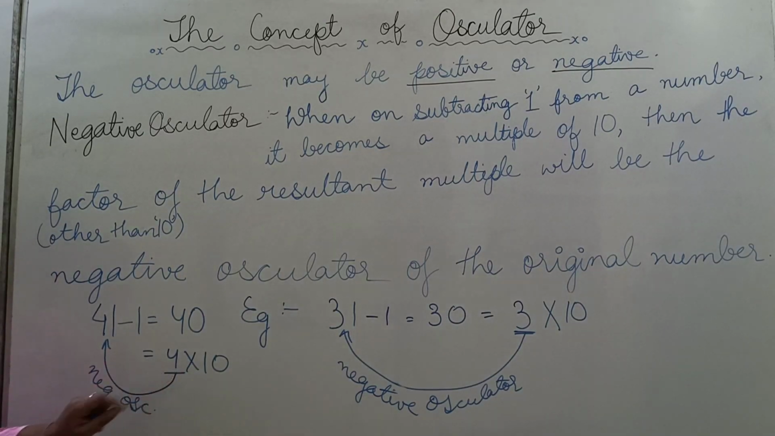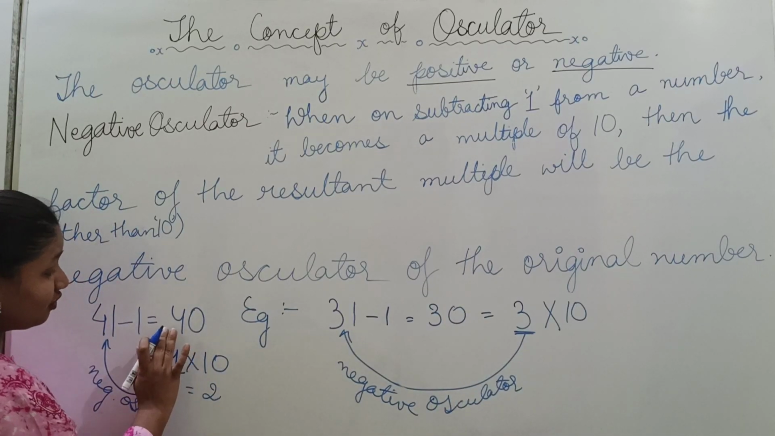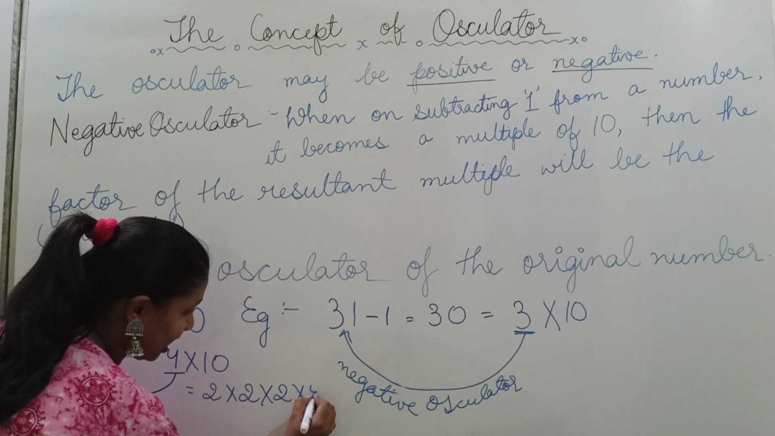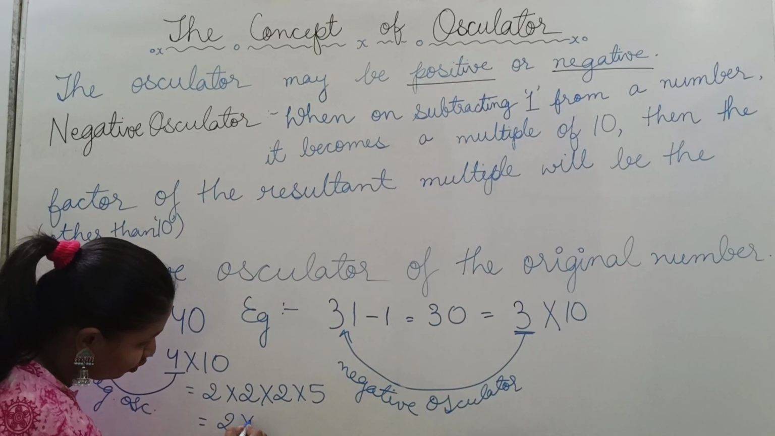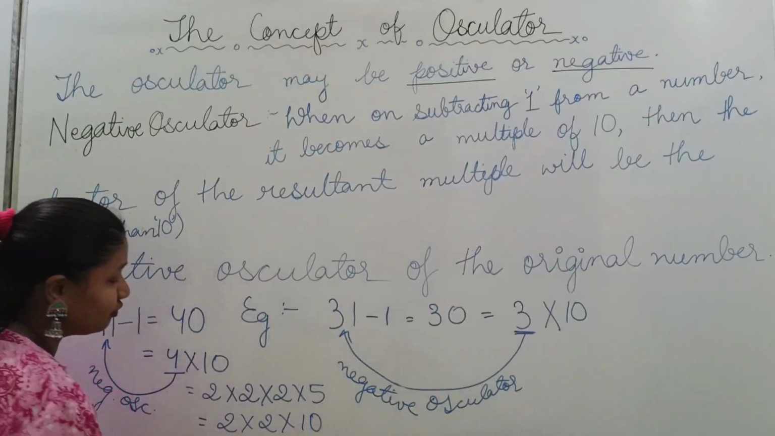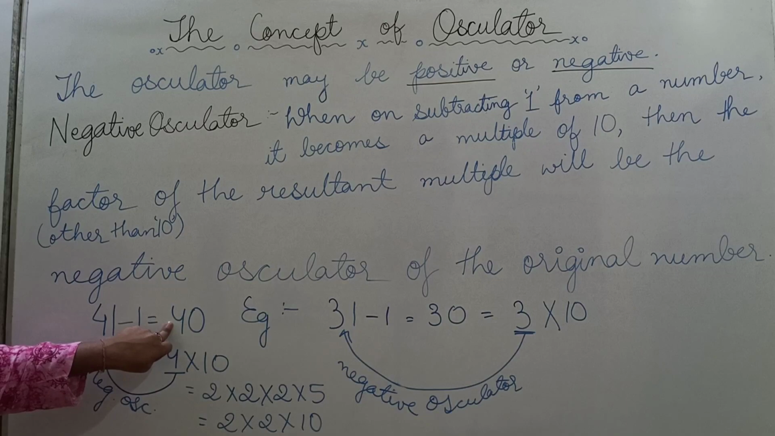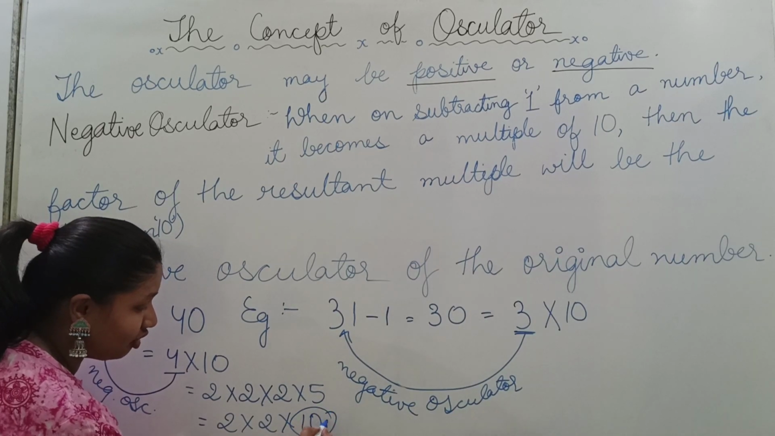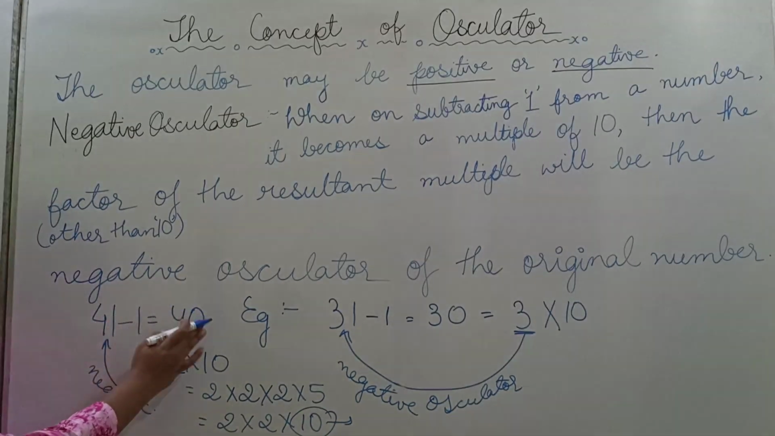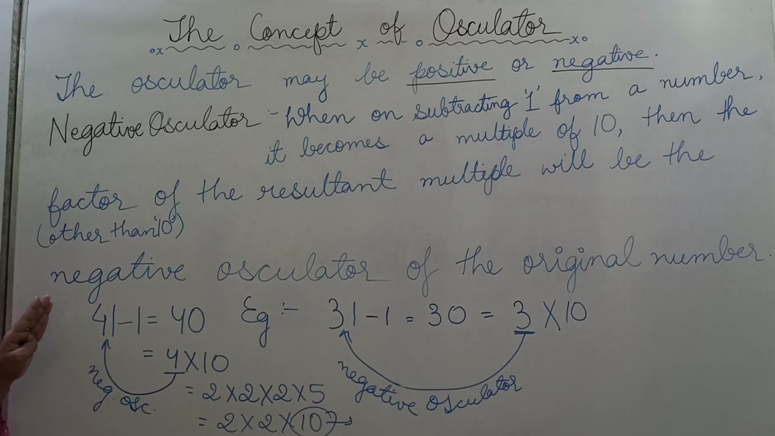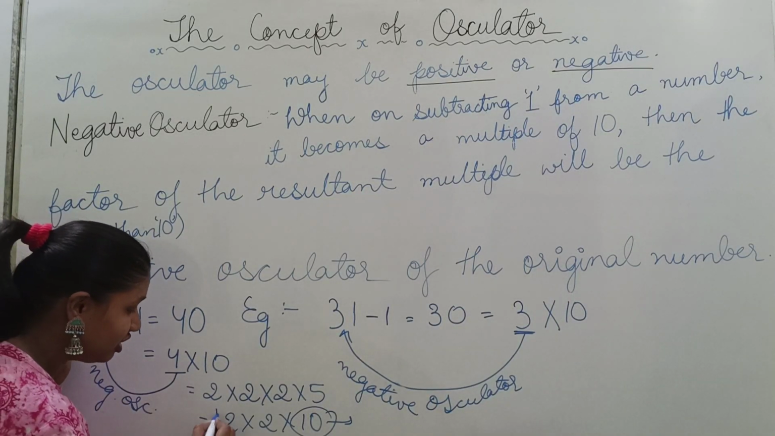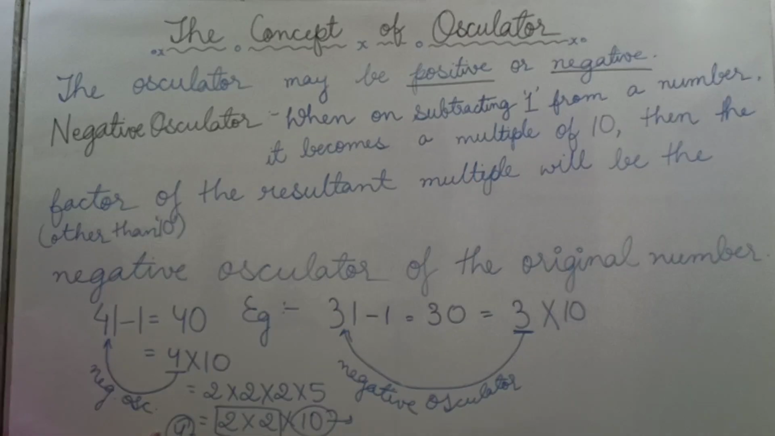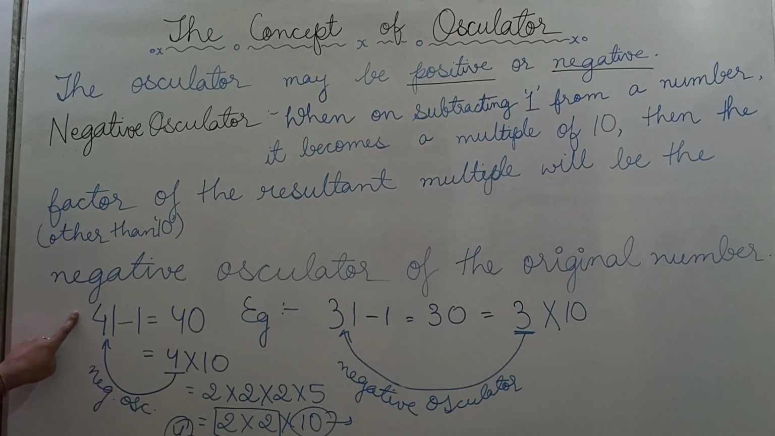Here we could also factorize 40 as 2 into 2 into 2 into 5, and then again write it as 2 into 2 into 10. We must remember that since this is a multiple of 10, we have to exclude 10 from the factorization of the multiple we got by subtracting 1 from the original number, and whatever remains here, 2 into 2 equals 4, will be our negative osculator of the original number.